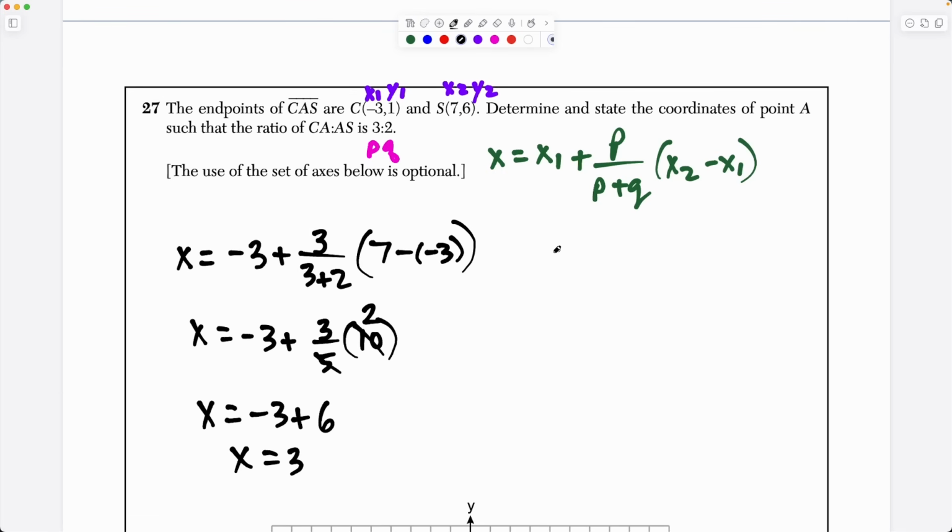And now when we want to find our y coordinate, we're going to say y equals, same idea, but now y1 plus the fraction times y2 minus y1.